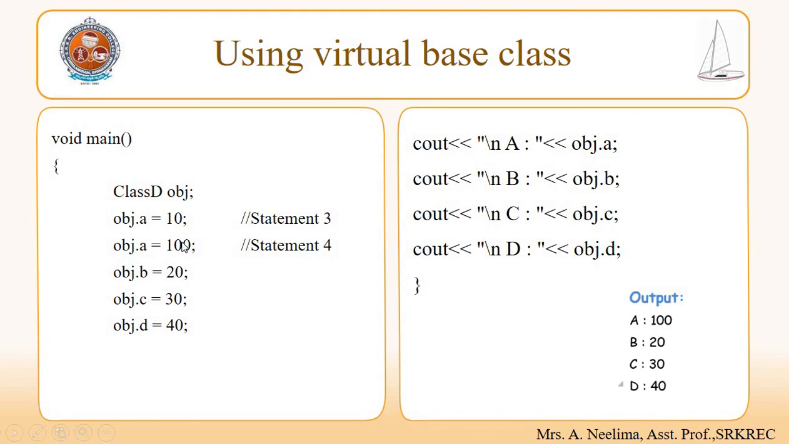So A takes the value of 100, and next B = 20, C = 30 and D = 40. Thereafter you are printing the values of A, B, C, D. So it prints the values as A = 100, B = 20, C = 30 and D = 40. This is how you can avoid ambiguity in multipath inheritance by using a virtual base class. A virtual base class is nothing but it creates only one copy.